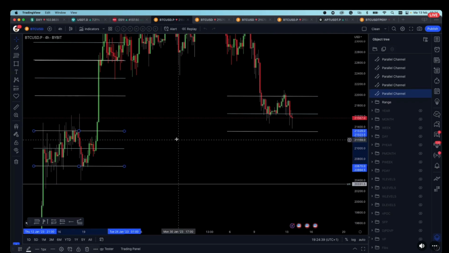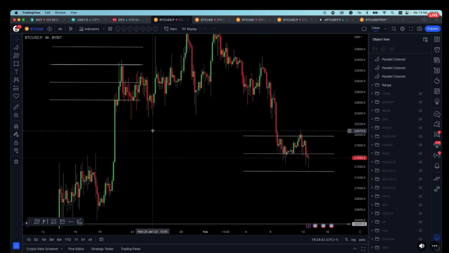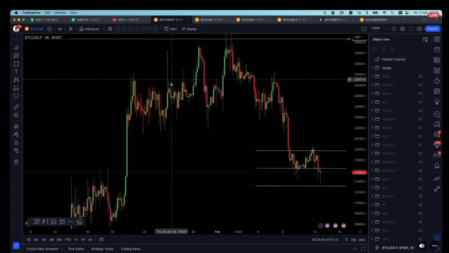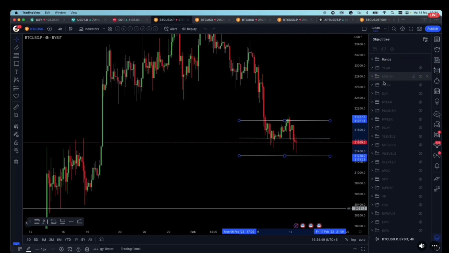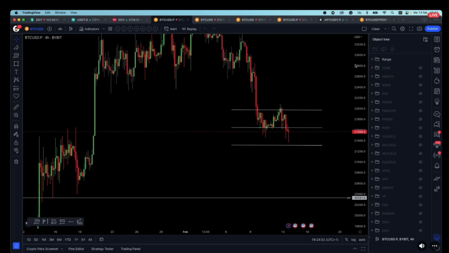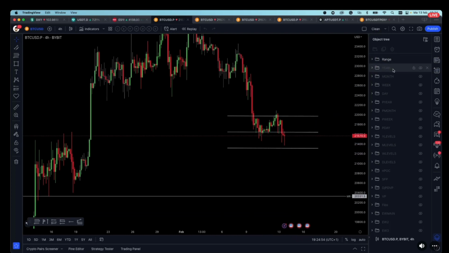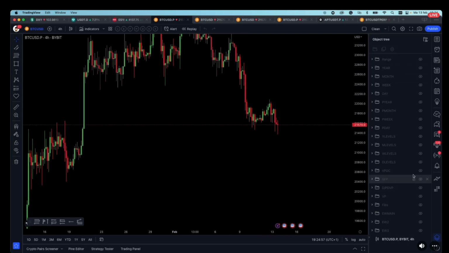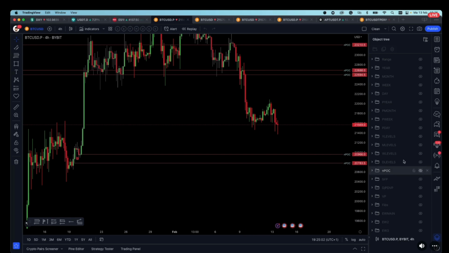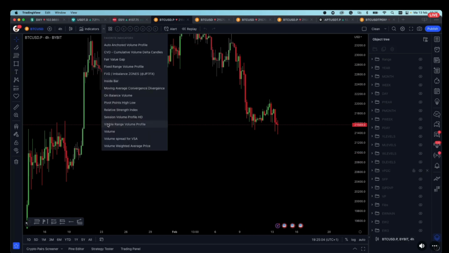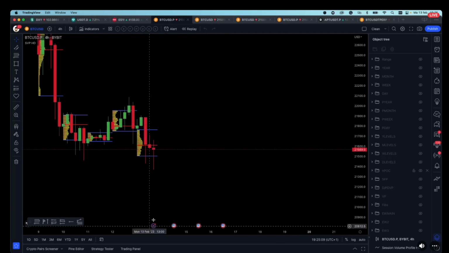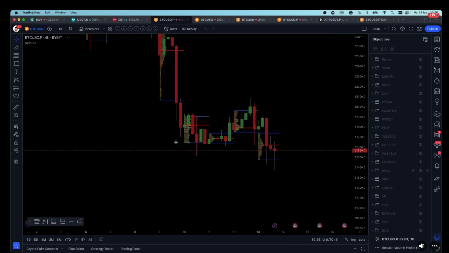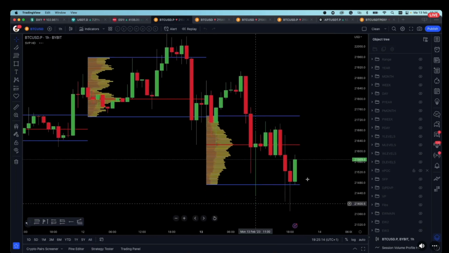So now I have this range over here. I can delete those. So that's how I actually create my ranges, starting from the yearly time frame. Then I have a naked point of control, just some levels that I use by looking at the session volume profile. In short, it gives you the volume within a given day.